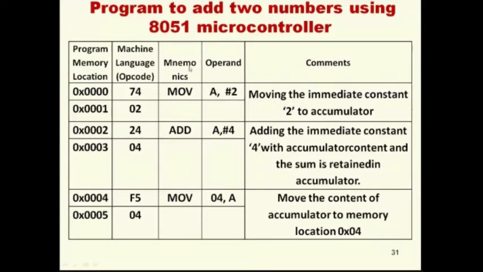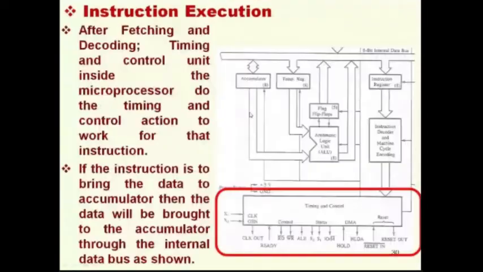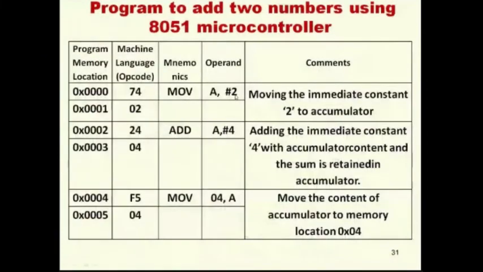How will the 8051 microcontroller understand? For MOV A, #2, 74 is the opcode. What is opcode? Operating code. So this is the instruction. This 74 is fetched by the instruction register as shown here. The 74 will come here, and 74 is fetched, 74 is decoded, and after decoding it will understand. Okay, immediately we have to move this 2 to the accumulator. 2 will come to the accumulator.